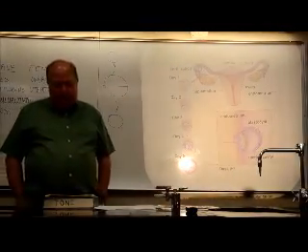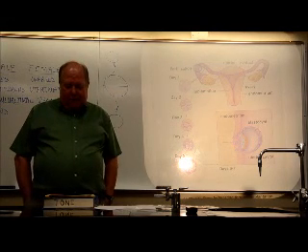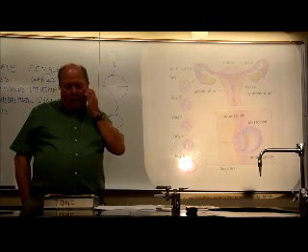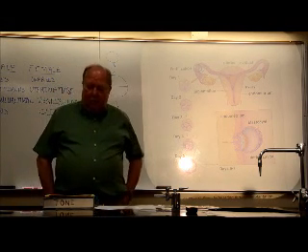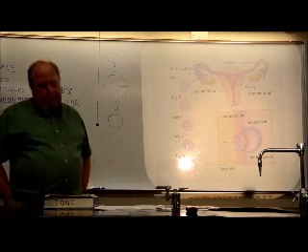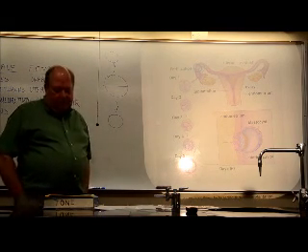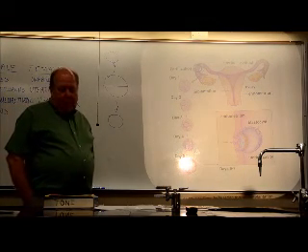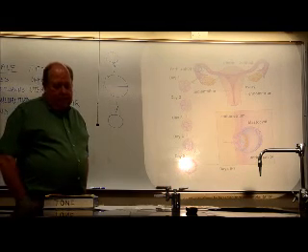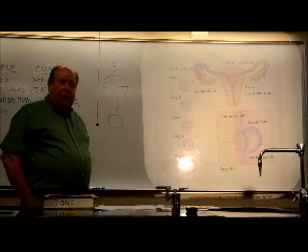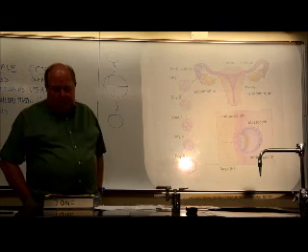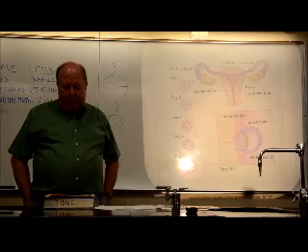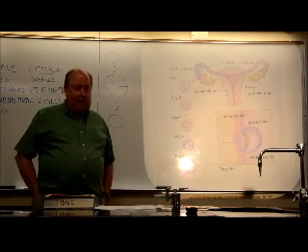The pre-embryo is from the 7th day, or from the first week to the 3rd week. It's classified as an embryo from week 3 to week 8. And during that time, the placenta forms, the umbilical cord forms, the amniotic sac forms. And once you get to week 9, it's classified as a fetus. So a fetus is a developing embryo from week 9 to birth. An embryo is from week 3 to week 8.